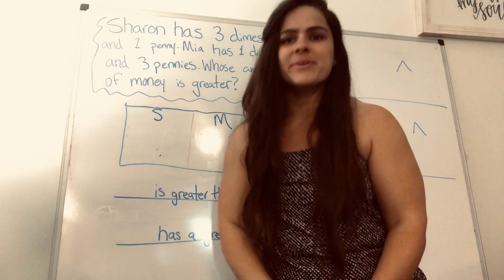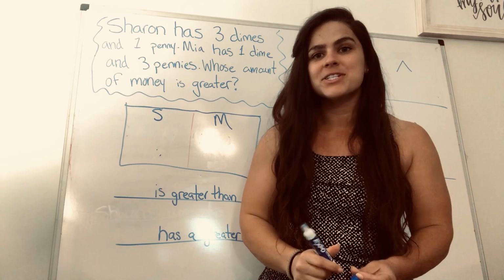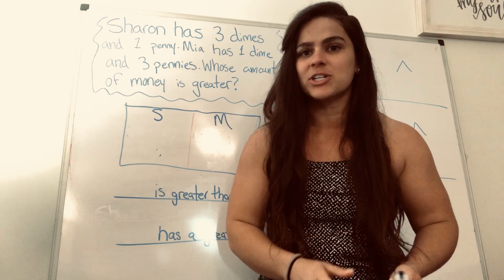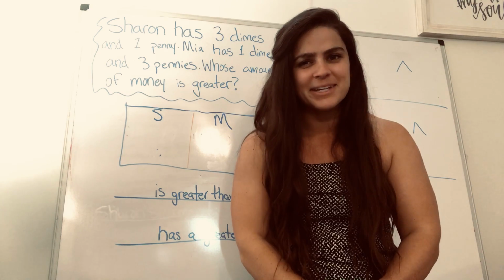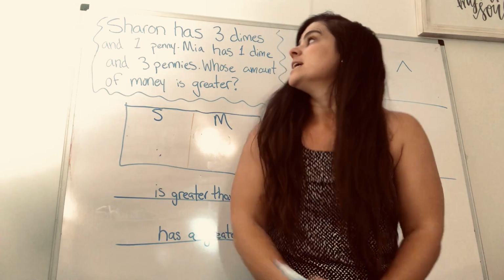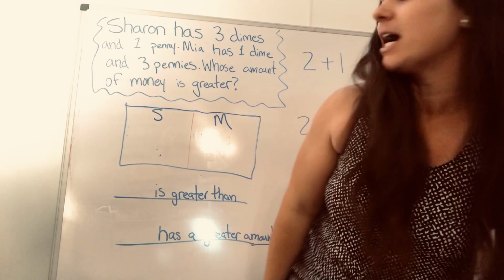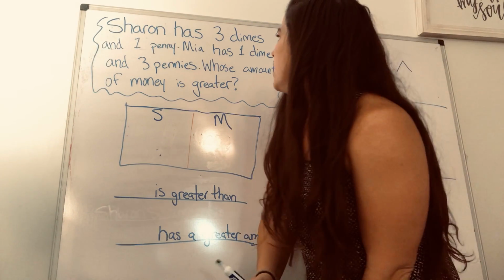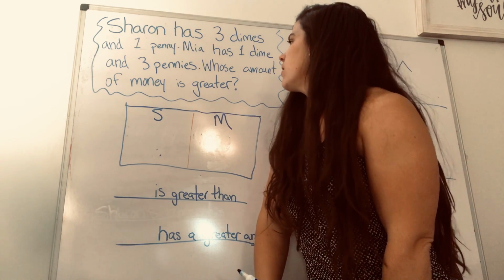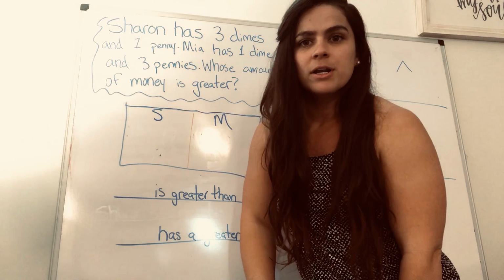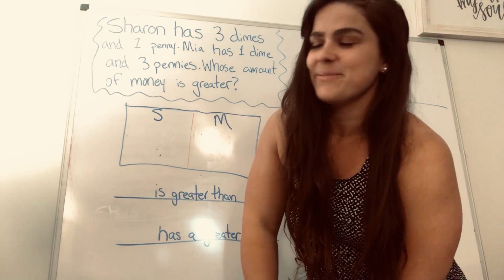Hi boys and girls, today we're doing lesson number 11 and we're going to do the application problem together. So make sure you turn to the page that lesson number 11 application problem is on. Read it with me. Sharon has 3 dimes and 1 penny. Mia has 1 dime and 3 pennies. Whose amount of money is greater? So who has more money?